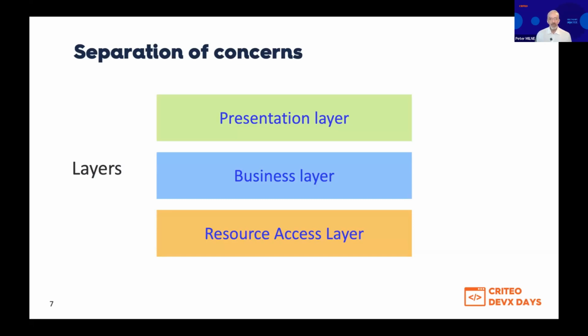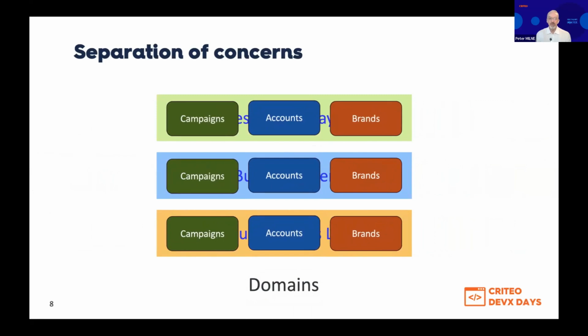Now, if we divide the separation of concerns further into domains, here you can see we have the campaign domain and the accounts domain and the brands domain. They still have chunks of stuff that run in the layers, but they're separate concerns. So campaigns has a relationship with accounts, but they're not entangled. Brands have a relationship with campaigns and accounts, but they're not entangled. They're separate concerns.